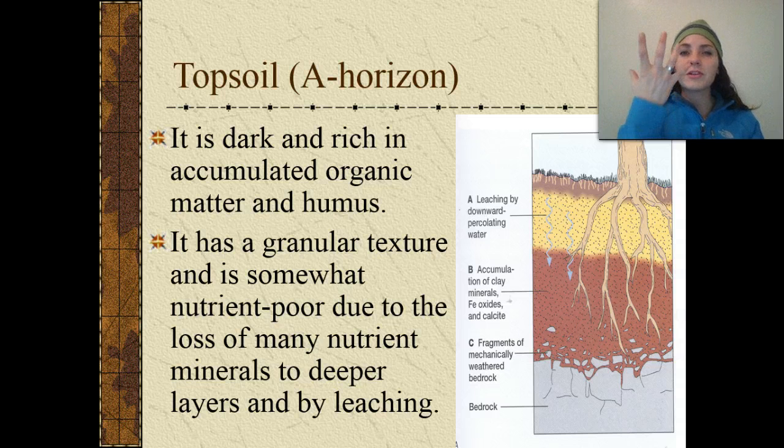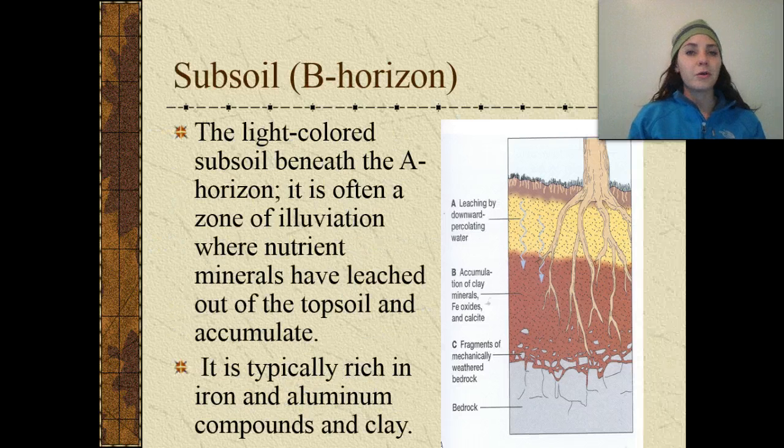So basically those minerals are leaching out of that area into the layer beneath it, which is called the B horizon, also the subsoil. This is light colored subsoil beneath the A horizon. It's often a zone of alluviation where the nutrient minerals have leached out of the topsoil and accumulate.